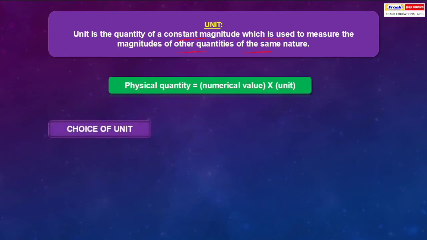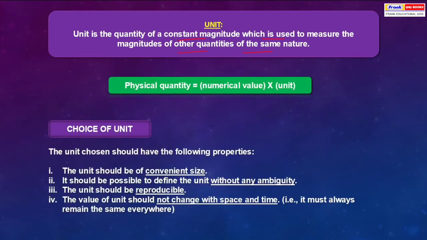And how should a unit be chosen? A unit chosen should have the following properties. The unit should be of convenient size. It should be possible to define the unit without any ambiguity. The unit should be reproducible, and most important, the value of the unit should not change with space and time. It must always remain the same everywhere. So it should not be the case that the value of a liter is different in Kolkata and different in Delhi. This is not acceptable as a standard of unit.